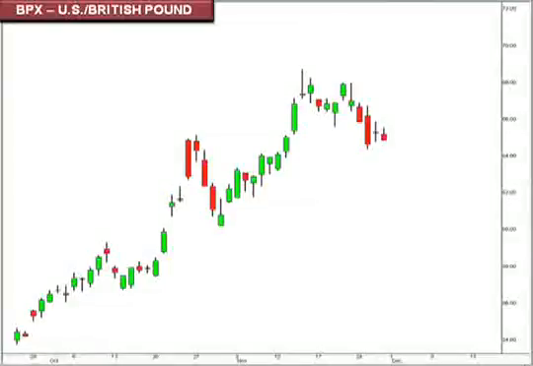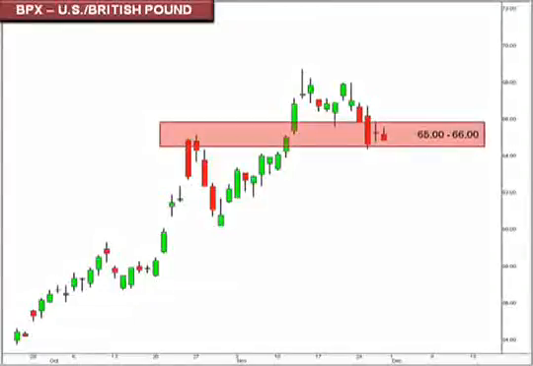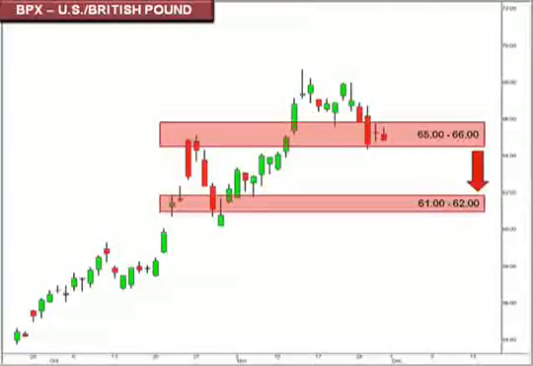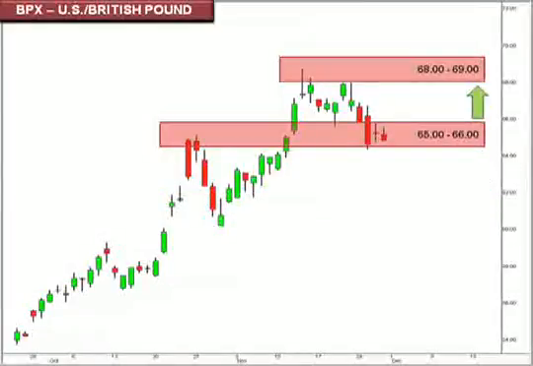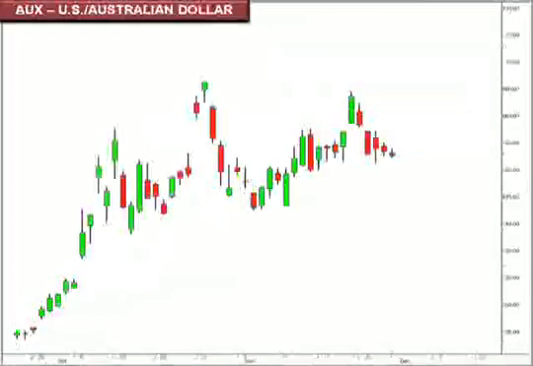The BPX, the US versus the British pound, traded off of its highs last week to close within our anticipated support level in here at the 65 to 66 focal zone. Now, if that area does not hold, the next level of support can be found right down here within that 61 to 62 area. It is important to note that that 65-66 range is a key retracement level, and any bounce off of this is sure to meet with some resistance once again back into the 68 to 69 box.